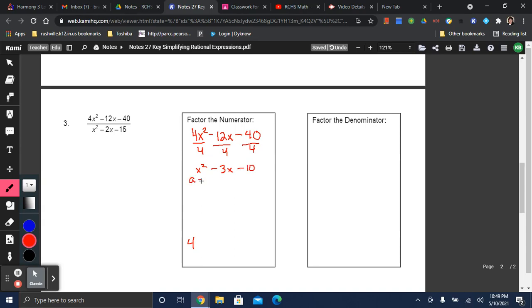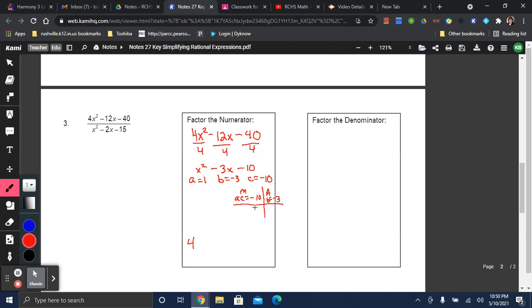So A is 1, B is negative 3, C is negative 10. And I would need to think about making a table. What would multiply to AC, which is negative 10, and what would add to B, which is negative 3.